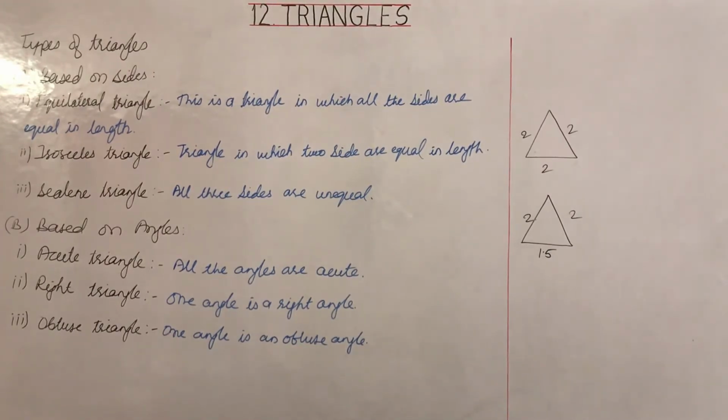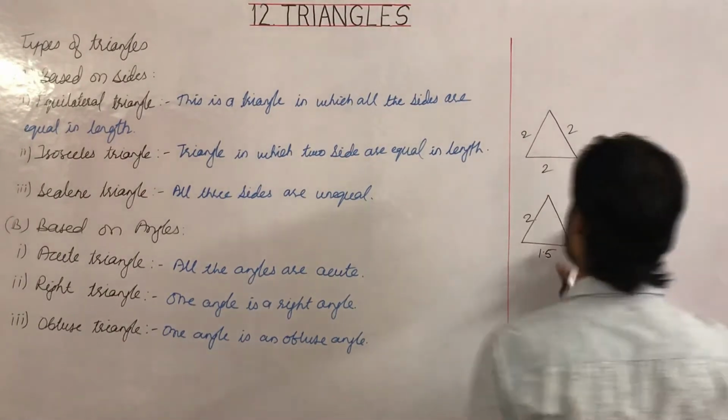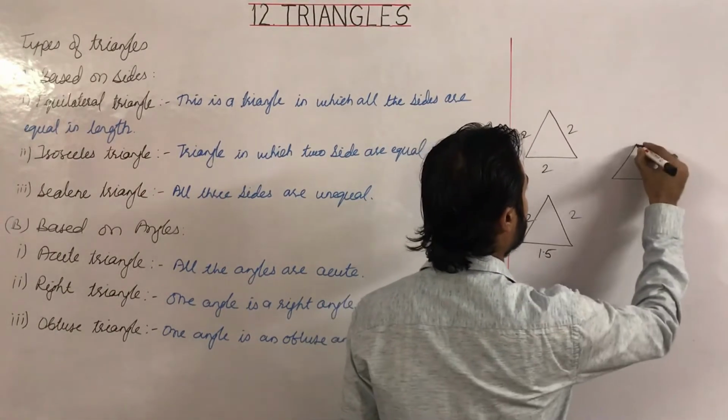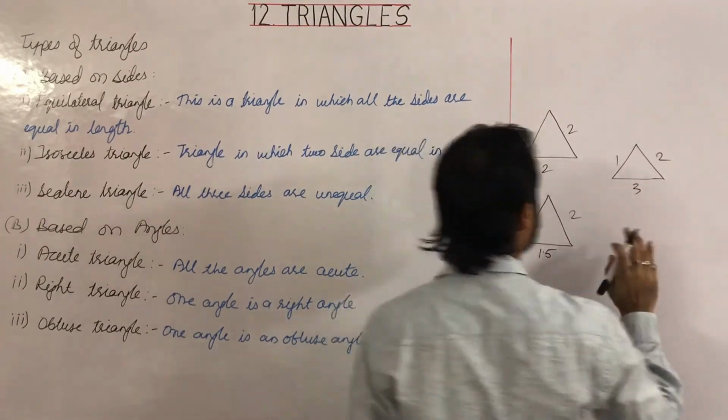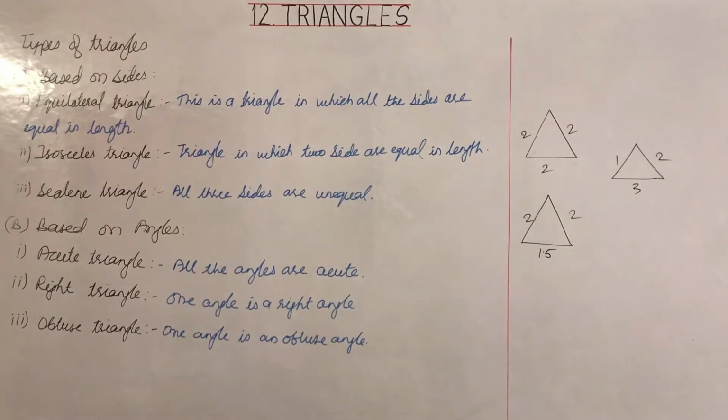Then scalene triangle. All three sides are unequal. So if all three sides are unequal in length, like this, 1, 2 and say 3. So all three sides are unequal in length, then this type of triangle is known as scalene triangle.